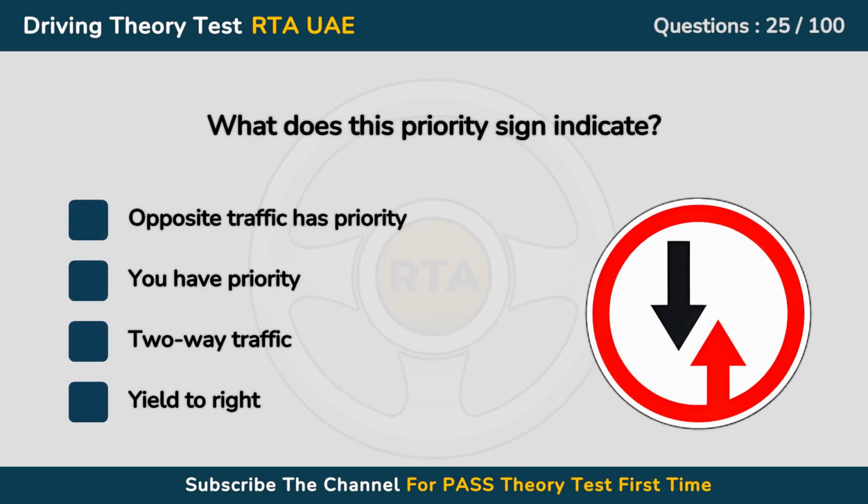Question 25. What does this priority sign indicate? A. Opposite traffic has priority. B. You have priority. C. Two-way traffic. D. Yield to right.